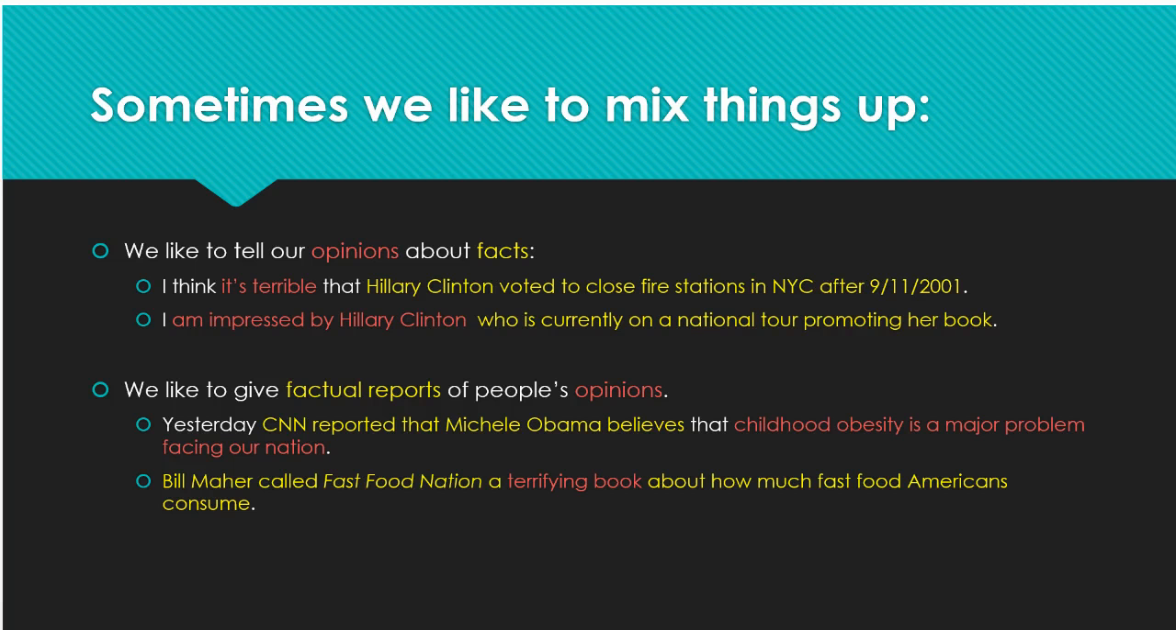In another example, it says, Bill Maher called Fast Food Nation a terrifying book about how much fast food Americans consume. Now, there's a couple of pieces of fact here. One, you could check the record and see if Bill Maher really talked about this book and really said what he said. You can also check about whether the book Fast Food Nation is really about how much fast food Americans consume. Those are both facts. But the phrase terrifying book is an opinion. It's Bill Maher's opinion about Fast Food Nation.